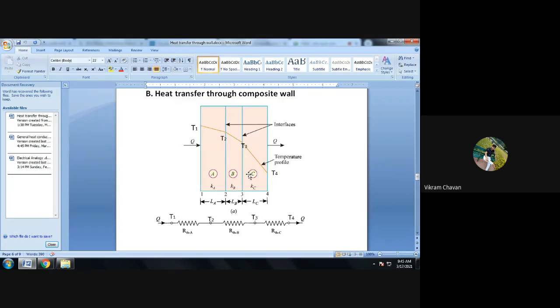What is meant by composite wall in this particular diagram, and how the heat is constant throughout the slab and for each individual slab. Is there any doubt, any question? Whether you understood, please let me know, because I'm getting confused about whether you are understanding this particular concept or not. Okay, great. Okay, shall I move ahead?